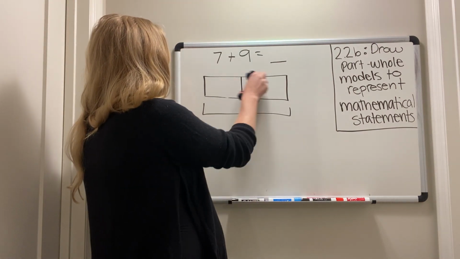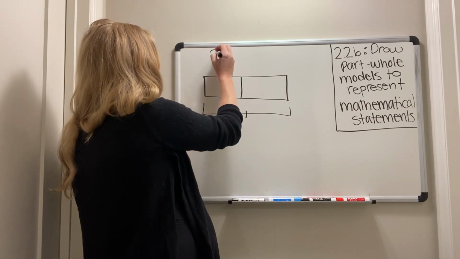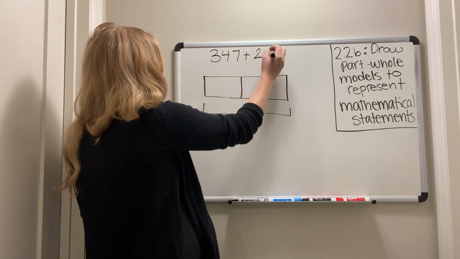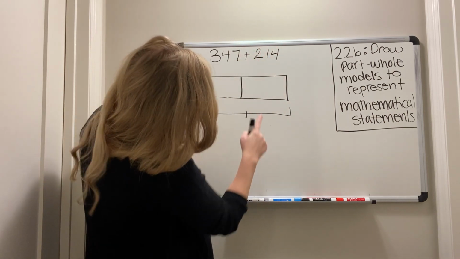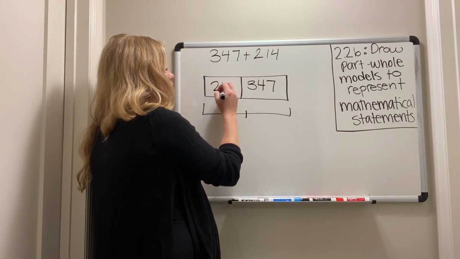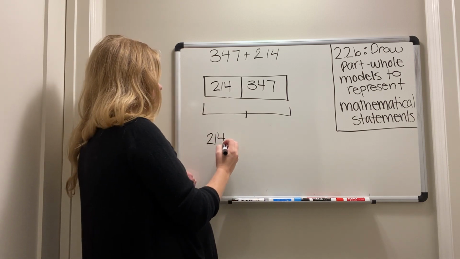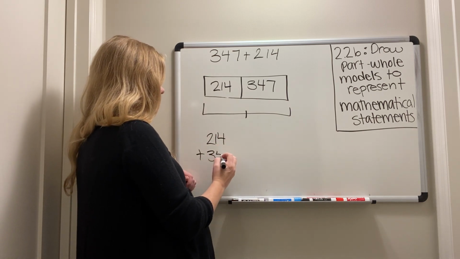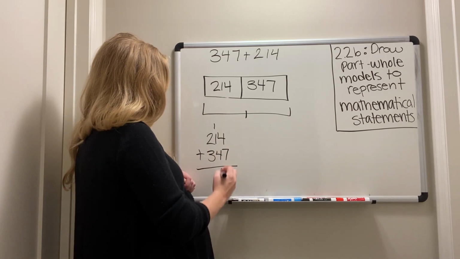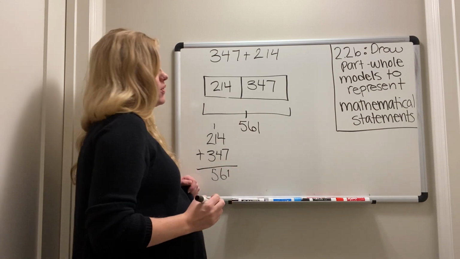Let's do a little bit of a trickier one. Let's do 347 plus 214. Okay, this one's bigger, so I'm going to put the 347 over here, 214 over here, and then we can use the standard algorithm to add them together. And we find the whole, which is 561.